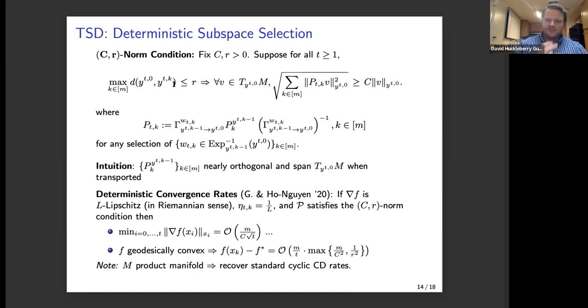And when your projection selection rule satisfies that, if you have your very nice standard L Lipschitz gradient, and you take your step size equal to 1/L, then again, you get a very standard convergence rate. So you have that the gradients go down to zero at a rate of 1/√T. An M does appear over here. And if F is geodesically convex, which is just a generalization of convexity to a Riemannian manifold, then the suboptimality gap decreases in a deterministic sense at the rate of 1/T.